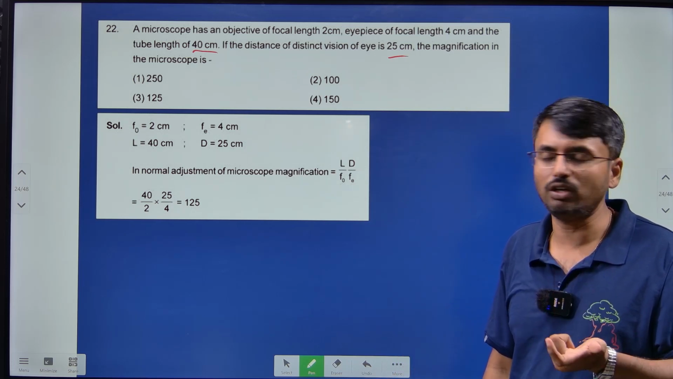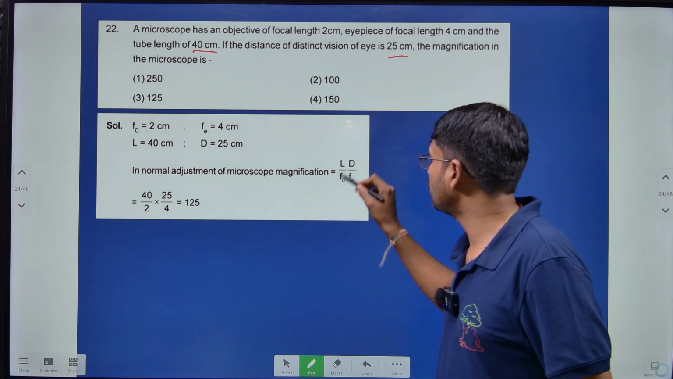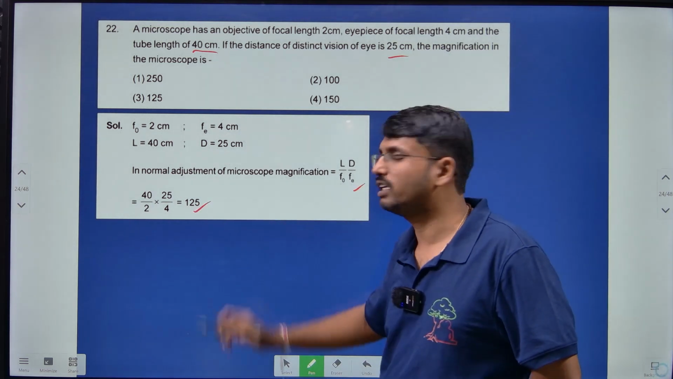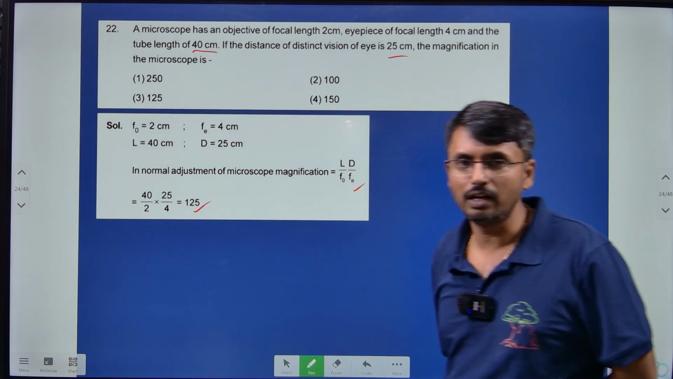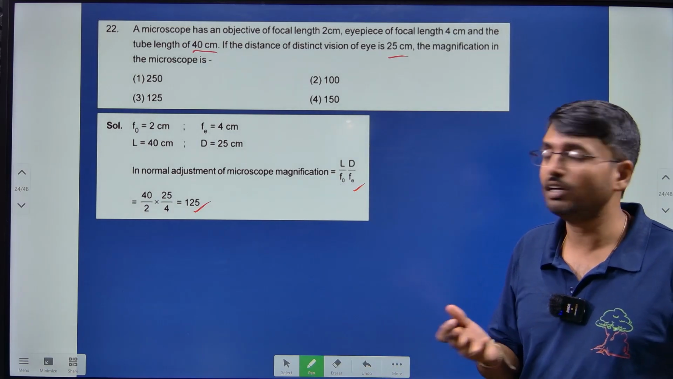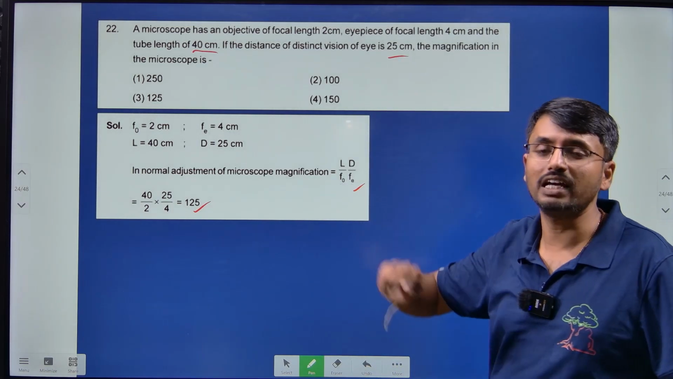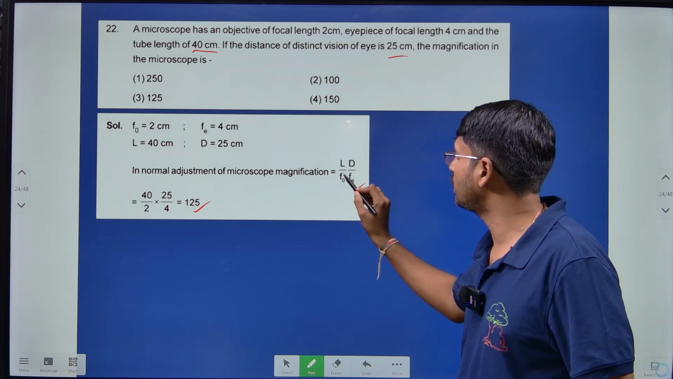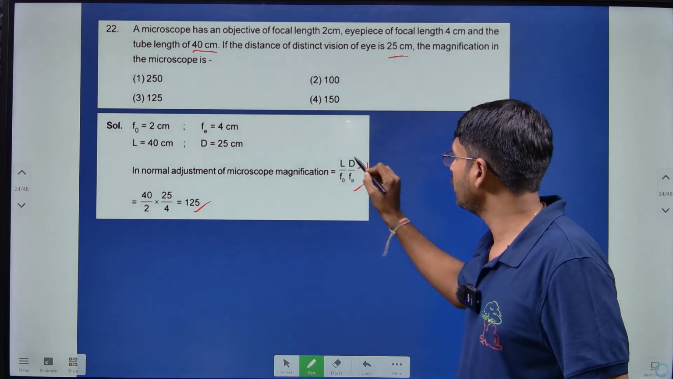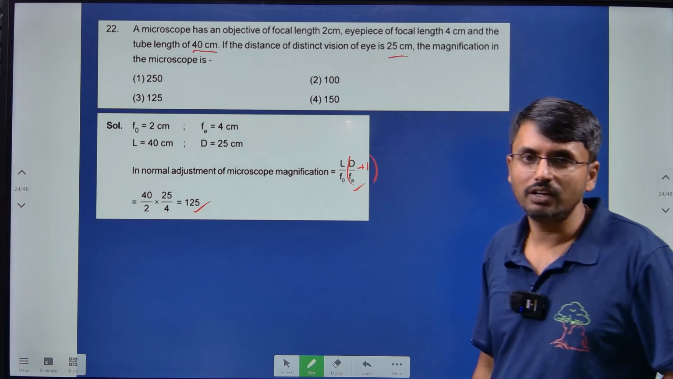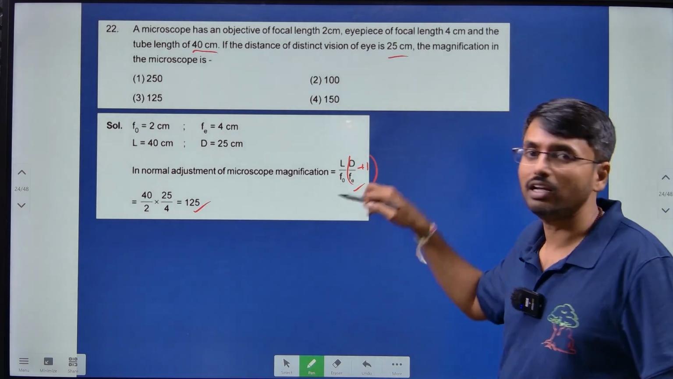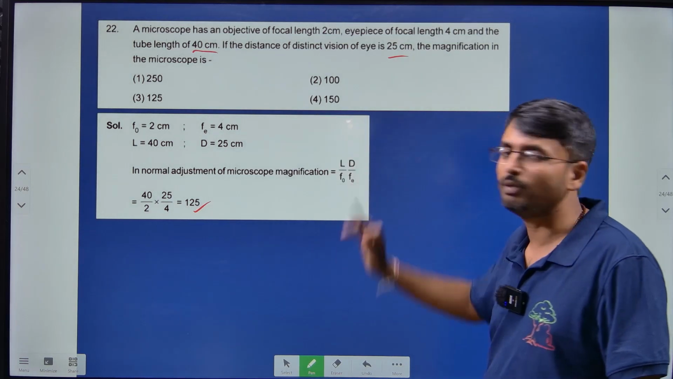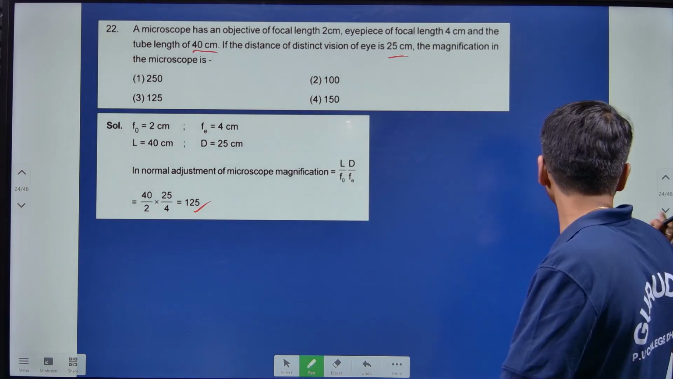If we take that, what is the formula? L by F naught multiplied by d by Fe, and when you substitute this, we'll get directly 125. But sometimes, if in the question they have clearly mentioned that it is a near point, only then we have to use the equation L by F naught, 1 plus d by Fe. That we can use only when we have a near point. Here it is not given, so therefore we will be using this particular equation.